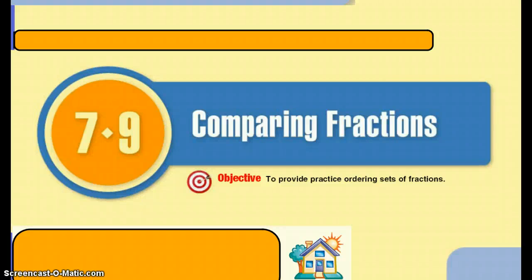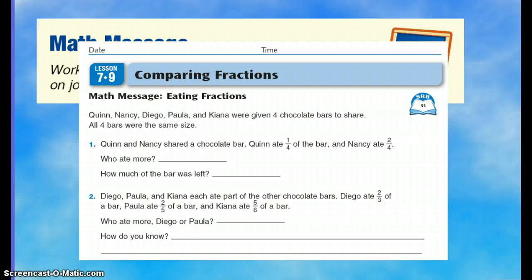7-9 is about comparing fractions. The objective is to provide practice ordering sets of fractions. In your math journal on page 205 is where you're going to be doing this with me. So the math message: eating fractions.